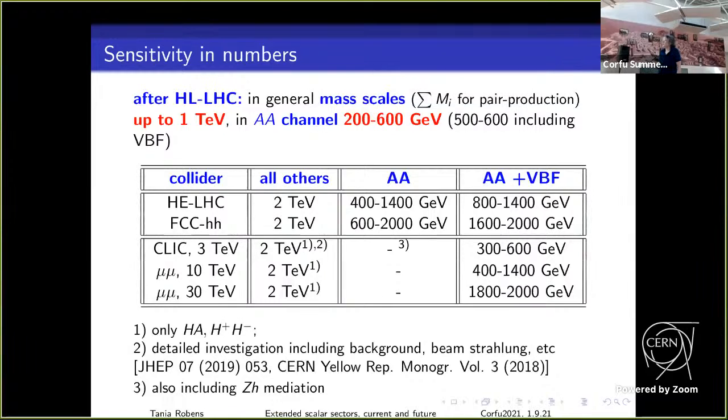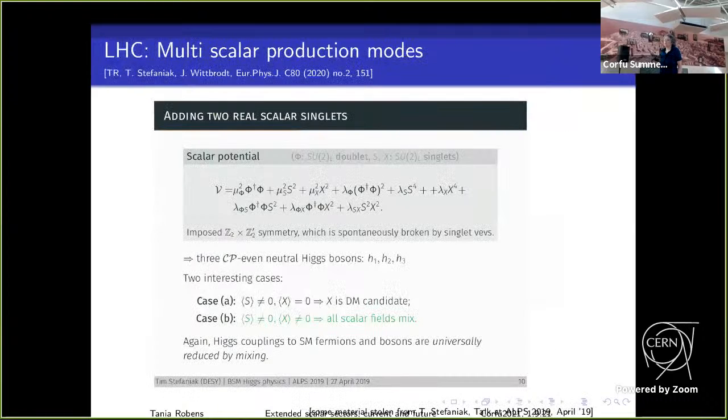I have to say here for CLIC, I added the numbers, but this was done on a very different level. So this is based on extremely detailed investigations, including everything, background, signal, beamstrahlung, and so on and so forth. So in a sense, I put it in the same table, but they have been derived on a very different level. Okay, so I jumped. I had 10 more minutes. Now I have 8 more minutes, maybe.